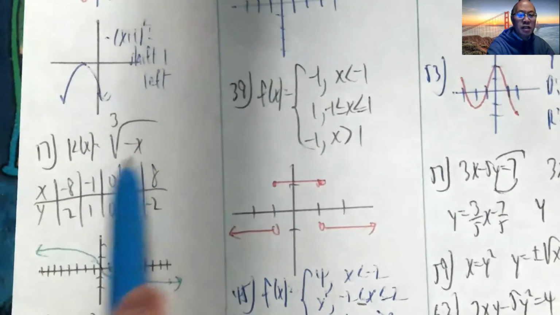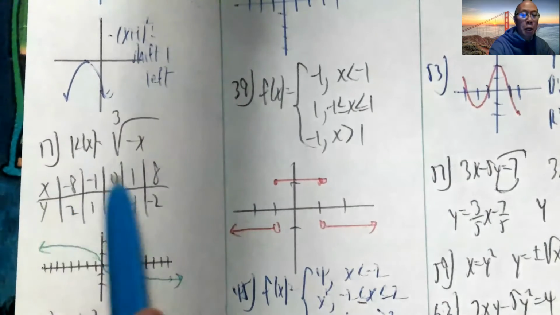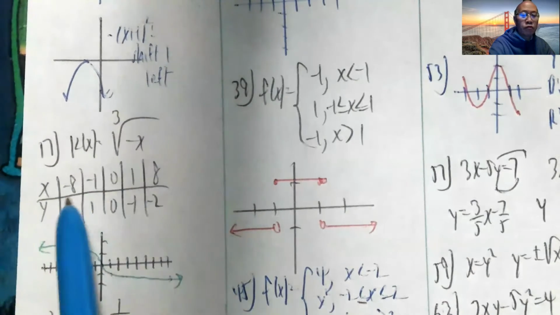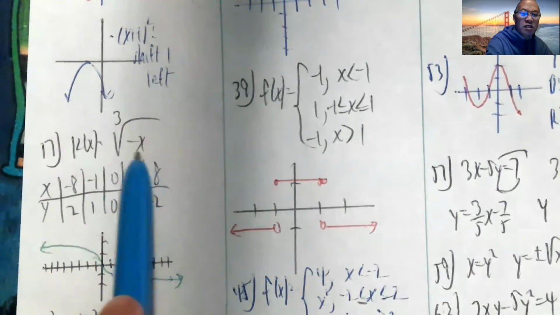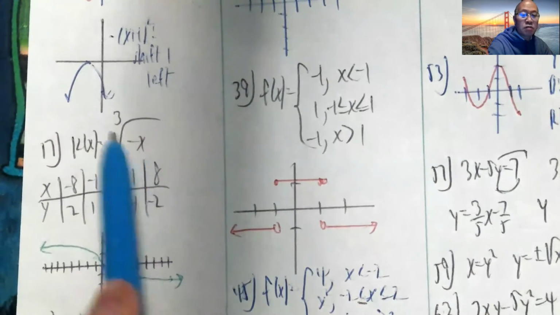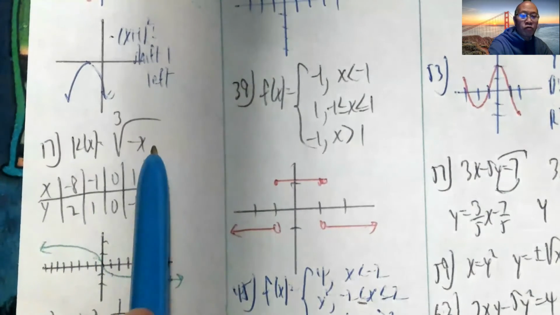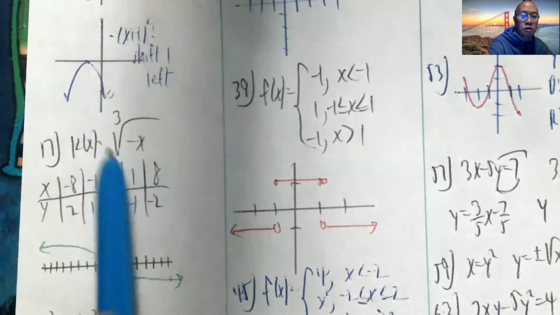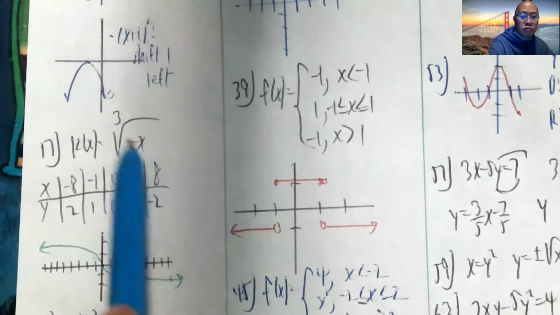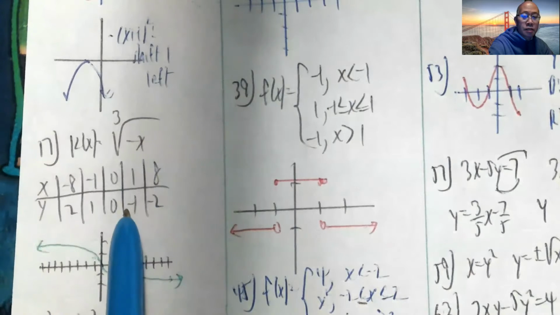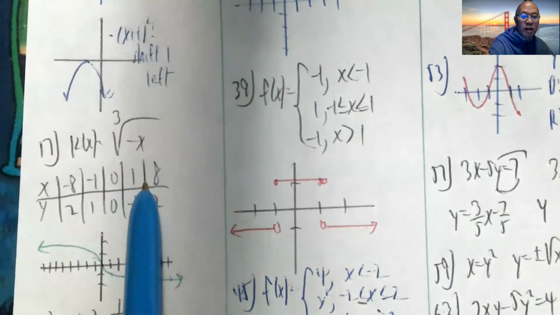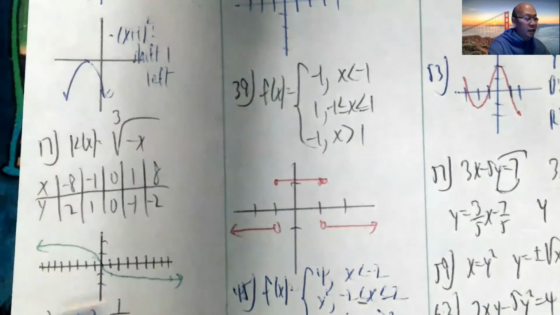Cube root of negative x, I just made a little table here from negative 8, negative 1, 0, 1, 8. Why I picked these numbers because they're nice cube roots. So negative 8 gives me negative of negative 8, which is 8. Cube root of 8 is 2. Plug in negative 1. The negative of negative 1 is 1. Cube root of 1 is 1. Cube root of 0 is 0. Cube root of negative 1 is negative 1. Plug in 8. Cube root of negative 8 is negative 2. So it looks something like that.